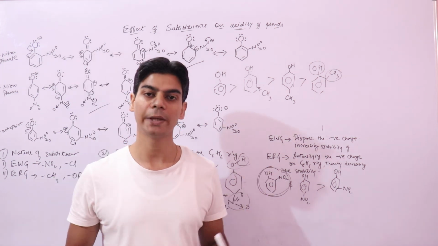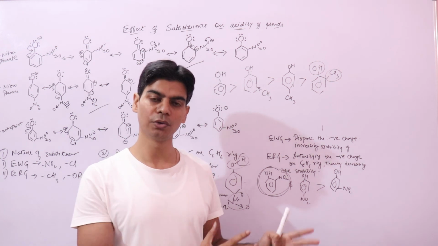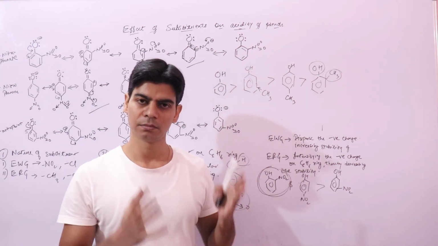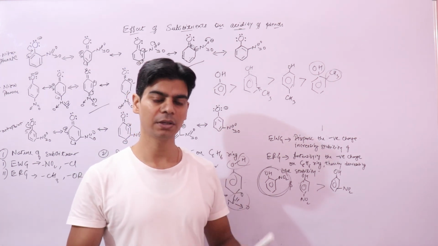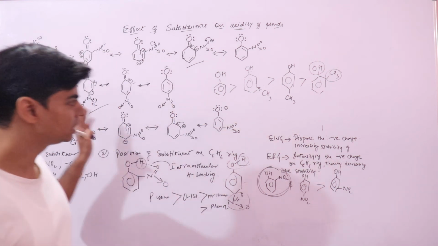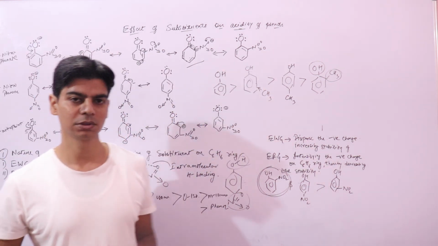Just understand how to write the resonance forms, and how the electron withdrawing group and electron releasing group affect the ion, how they affect the stability of your nitrophenate ion in these cases, and the cresol ions in these cases. I hope all this is clear. Thanks.